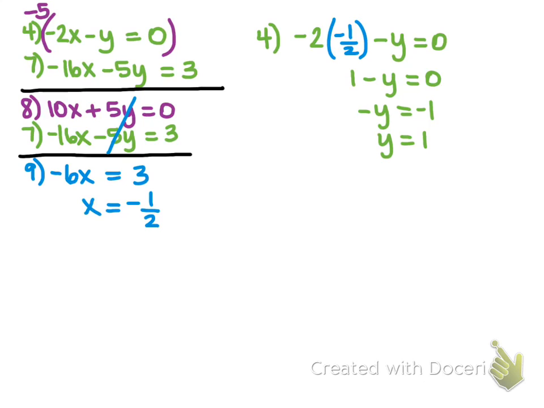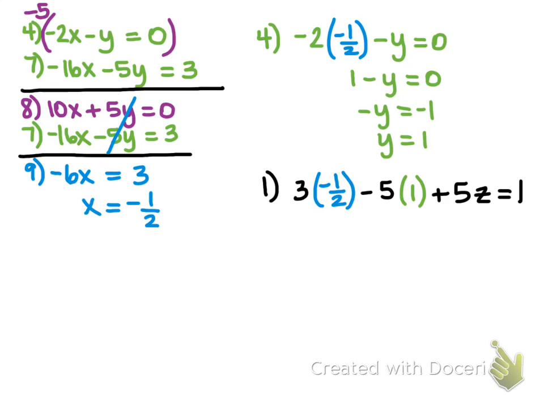Now that I know x and y, I'm going to plug back into one of the 3 original equations to find z. I'm going to plug into equation 1: 3 times negative 1/2 minus 5 times 1 plus 5z equals 1.